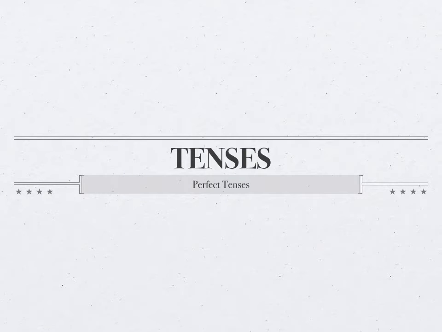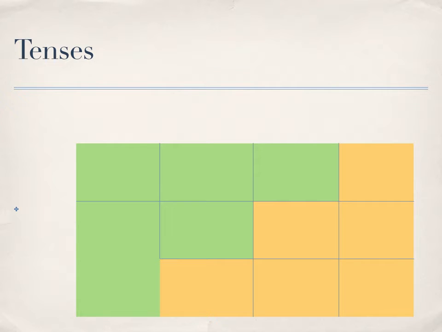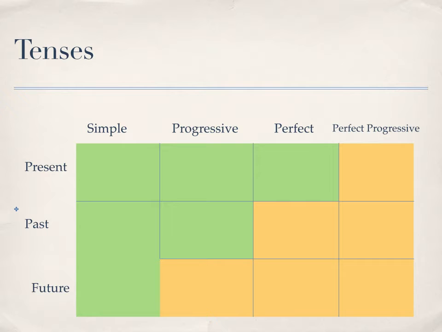Hi, so this is a very short presentation on perfect tenses and when to use them in English. So let's get started. First of all, we have to find out what a perfect tense is, and in English we have the three times we can have for verbs: present, past and future, and we have the four aspects. We have simple, progressive, perfect and perfect progressive.